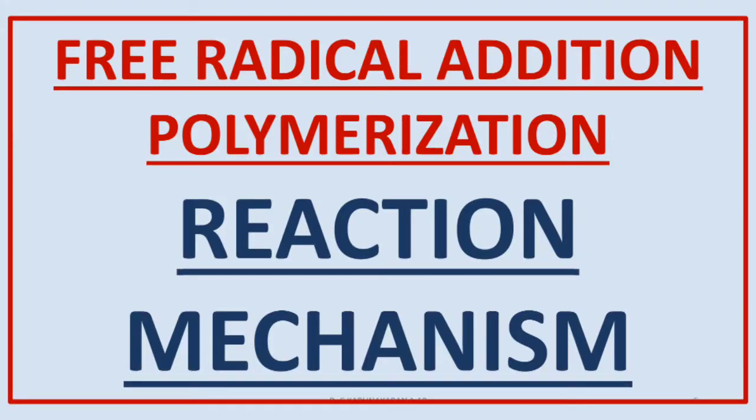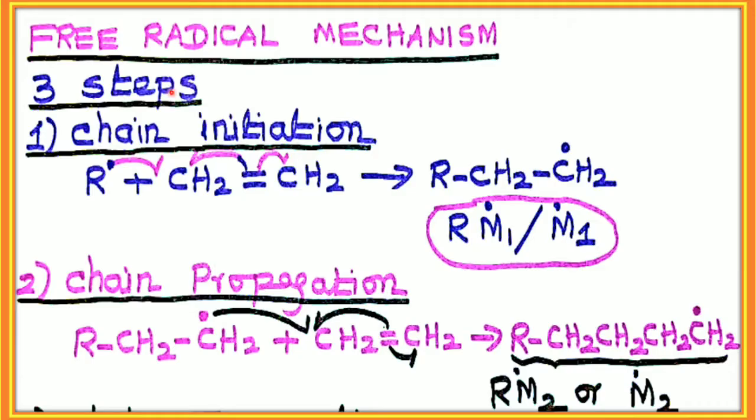Let us now study the reaction mechanism of free radical addition polymerization reaction. The mechanism involves three steps: one, chain initiation; two, chain propagation; three, chain termination. We will first study chain initiation.